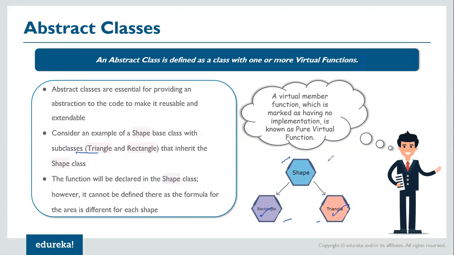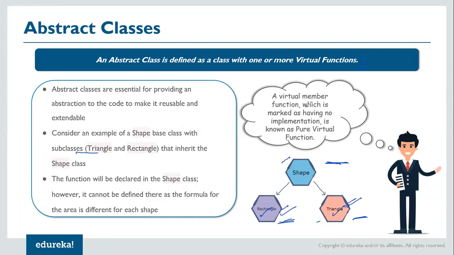It will be different for the rectangle and for the triangle also, right? So I don't want to give the implementation in the superclass, but only in the subclass. But because it is a shape, it becomes mandatory for me to define a virtual function here, for which I'm going to provide the definition in the subclasses. So this is the concept of an abstract class.